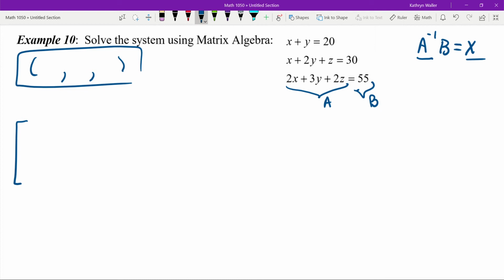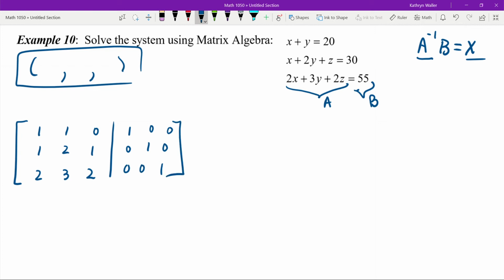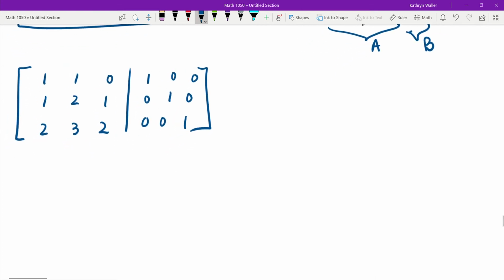So 1, 1, 0, underneath 1, 2, 1, underneath 2, 3, 2. The right-hand side is the identity. This is called matrix algebra. I think there will be at least 3 matrix questions on your final. That's my guess. Okay, here we go. Turn it into the identity.